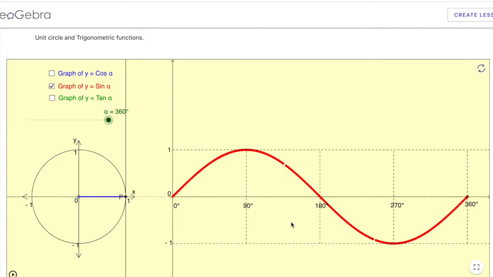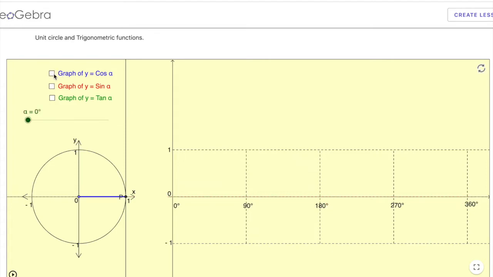Now I could keep going, and the curve would keep going. I could keep going to the left, and it would go this way. That curve goes on forever and ever with that pattern. That's the sine curve. Now I'm just going to refresh that, and I'm going to turn on the cosine curve.